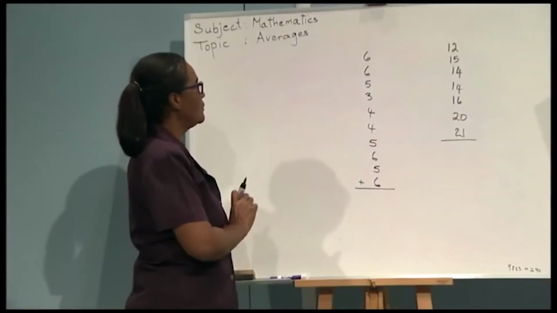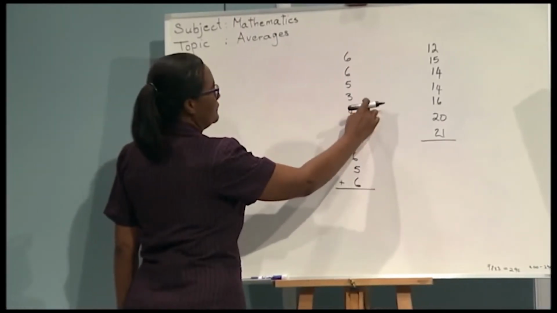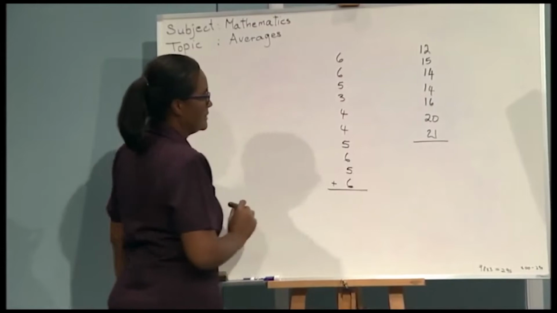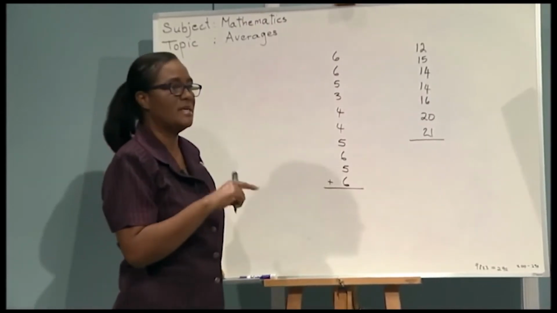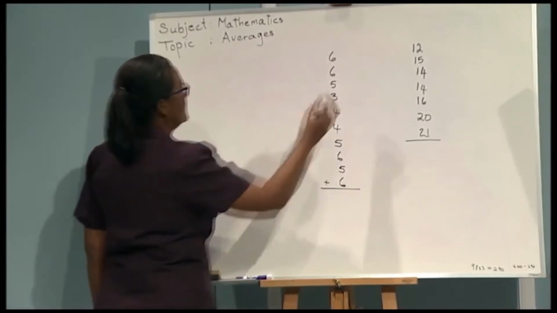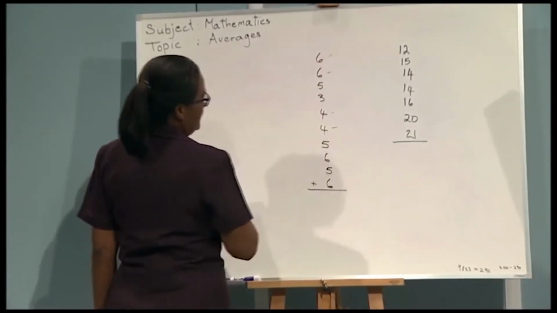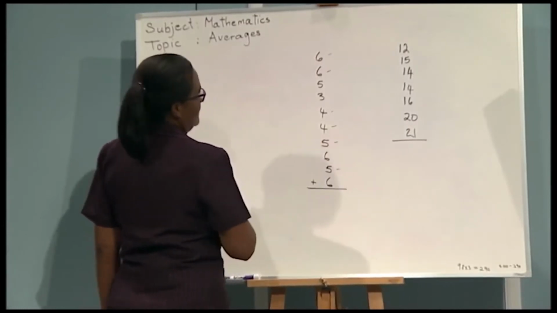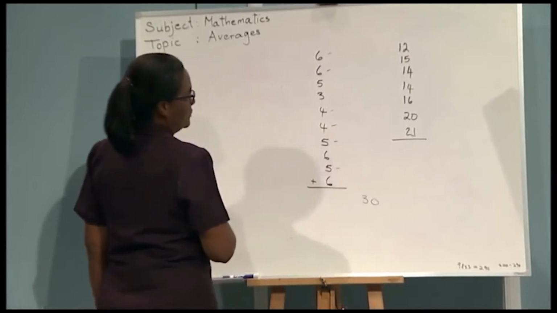So I have the numbers on the board already. Let's check. 6, 6, 5, 3, 4, 4, 5, 6, 5, 6. So we're going to add. Now, how I usually do my addition is see if I can make 10. So I'm going to look for values that will make 10. So that's this 6 and this 4, that's 10. And 10, 20, 30. So I'm already at 30. So my answer is 30 already.